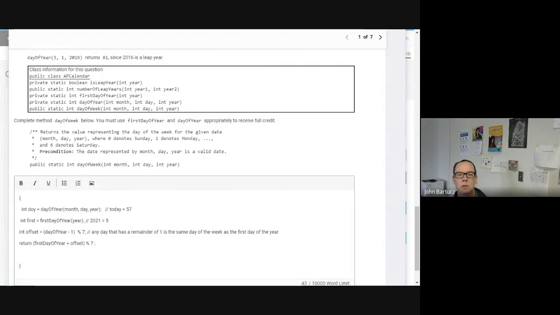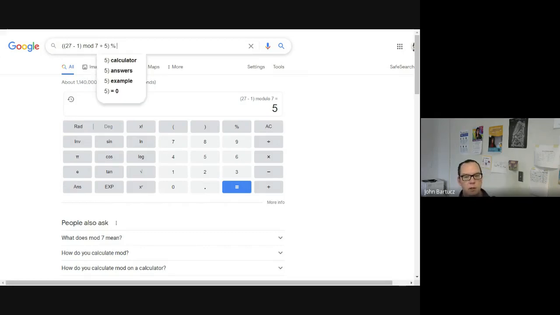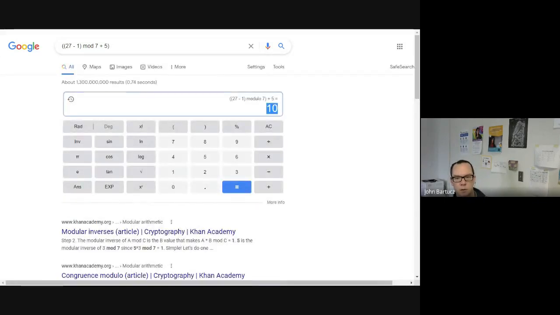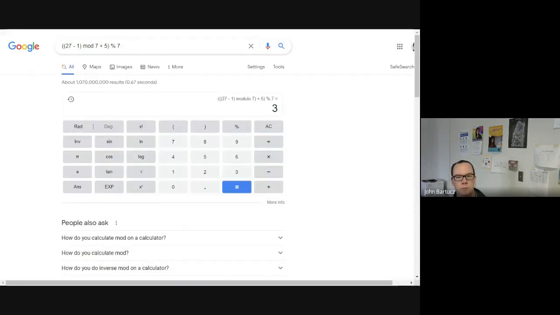So to put all of our math into one line, we would take that plus our offset, which is 5, and then we would take that modulus 7 again. So if we did it without the modulus 7, right, all Wednesdays would be 10, and we can't return 10. We have to return 3.